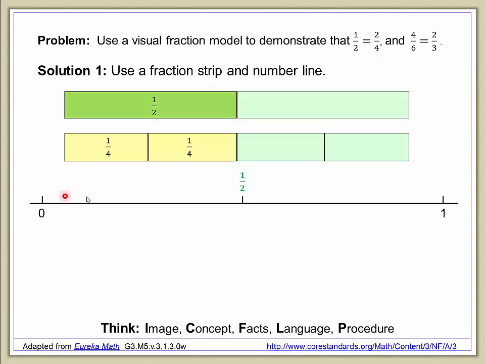Instead of labeling this distance, this increment here, we're going to label this point, this position here, which is that subtle difference between 1/2 as a part of a whole and 1/2 as a number. And then we'll do the same with the fourth, but for that we need to split the number line into quarters, fourths, and label 1/4 and 2/4, and we get the same position and see that they're equivalent. This is a very simple and straightforward way to show the equivalence or non-equivalence of two fractions.